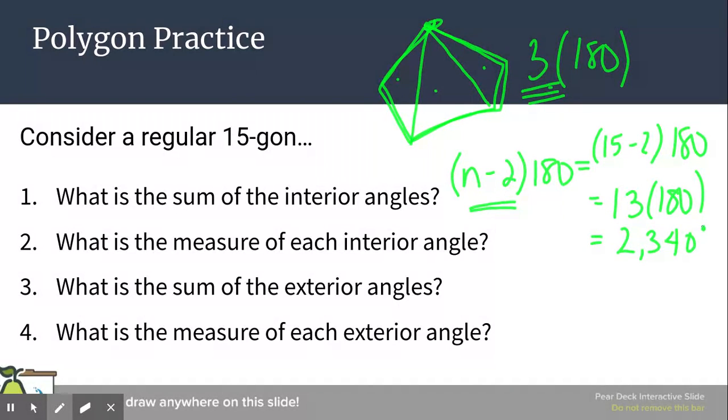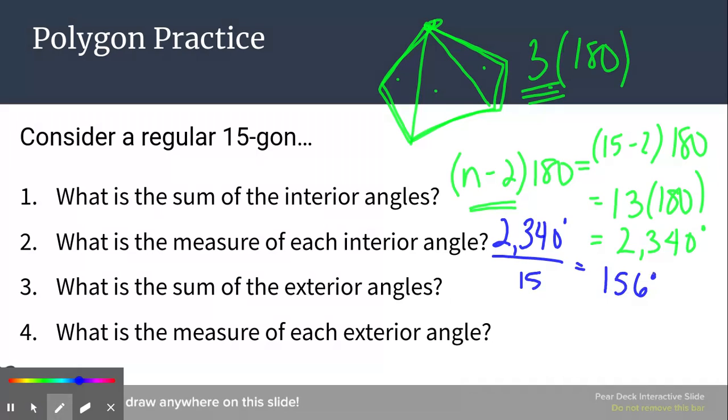Number 2 asks, what is the measure of each of those interior angles? Well, if there's 2,340 total degrees and 15 total angles, can I just divide 2,340 by 15? I get that each angle would be 156 degrees. Okay, awesome. So that's the interior angles.